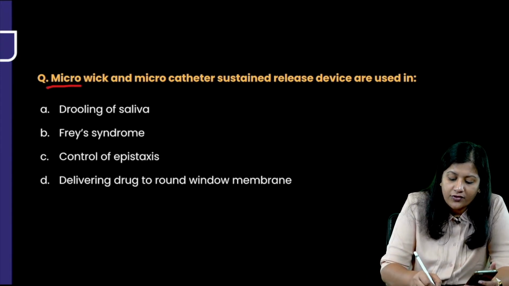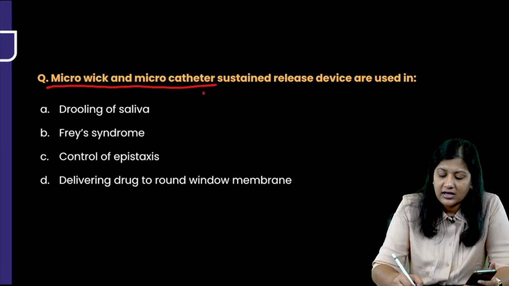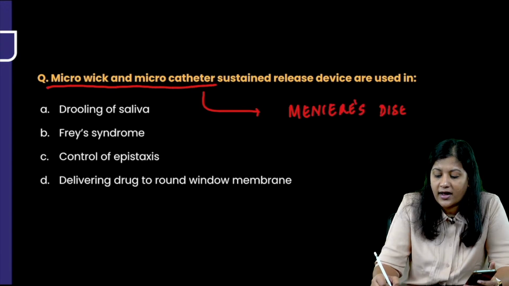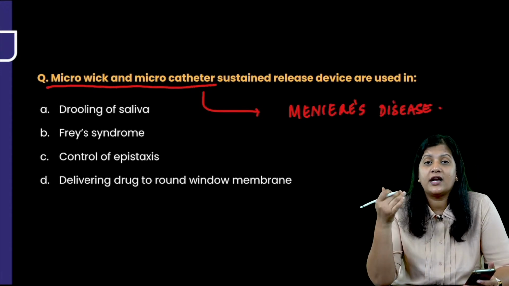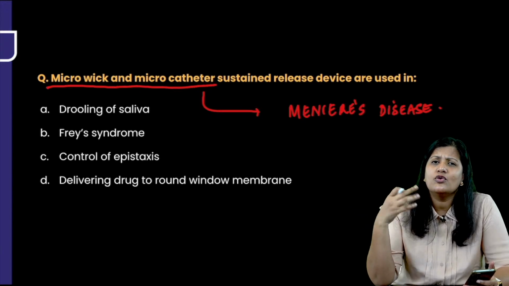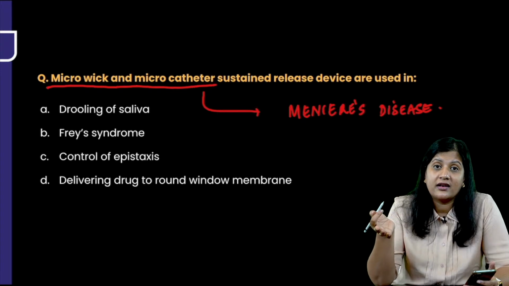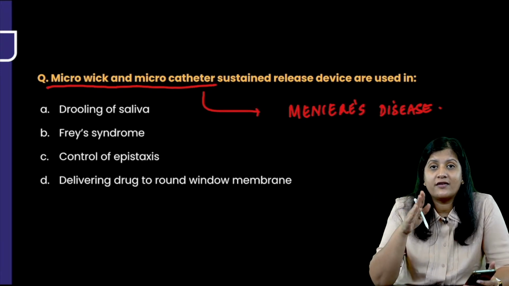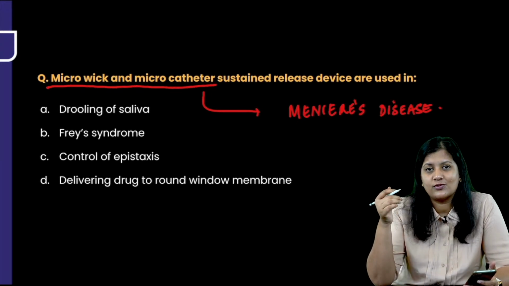Yes, so I see most of you are getting it right. The answer is round window membrane, option D. Micro wick and micro catheter are sustained delivery devices that we use in patients with Meniere's disease. In patients with Meniere's disease, most often these patients require steroids as part of the treatment. Now systemic steroids are associated with a lot of adverse effects, so you want to give a topical steroid. Topically, how will you reach the inner ear? You have to go through one of the windows. Which window would you prefer? Oval window, which is covered with stapes, or round window which has nothing above it? So you will definitely choose the round window.